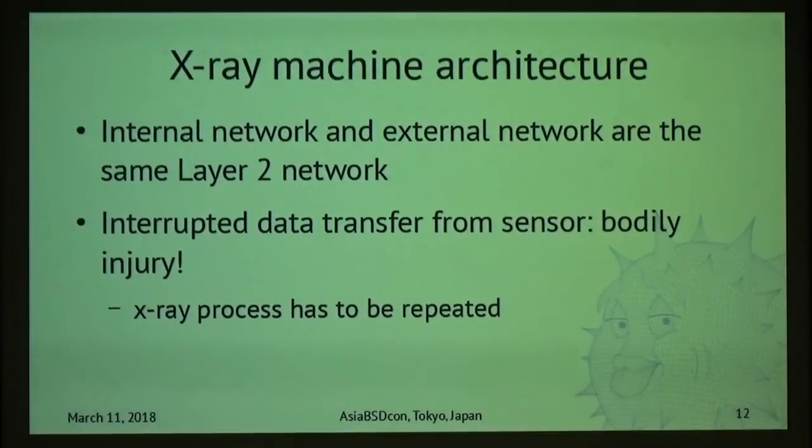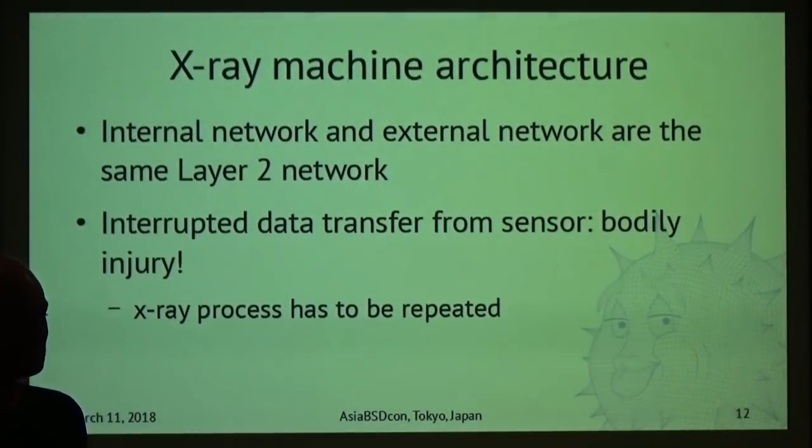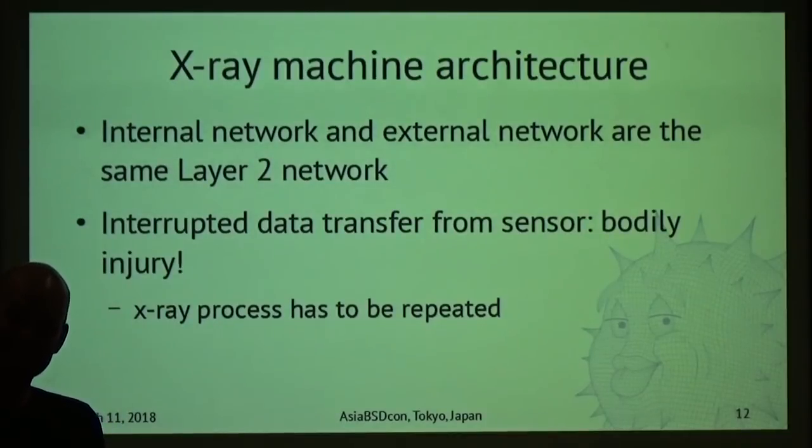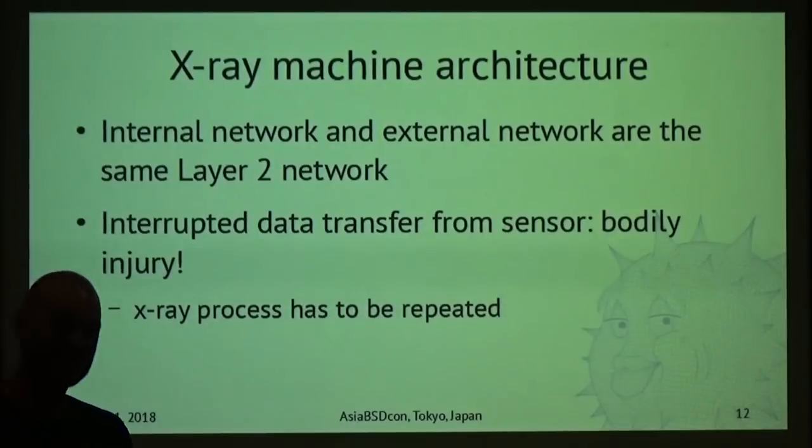And as opposed to the errors we usually deal with, like an interrupted data transfer or something like that, where it's usually just annoying and you have to repeat the data transfer, in this case, an interrupted data transfer between the sensor and the imaging station is considered bodily injury because you have to redo the X-ray process. That could even go to legal consequences.